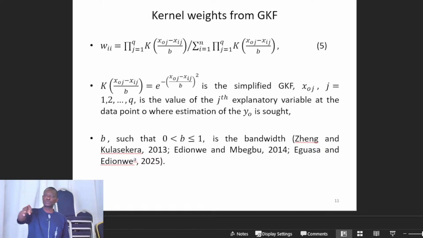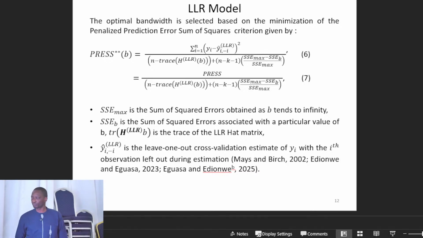Then this is where we derive the weights. If you look at it very well, you discover that it is a decreasing function. Okay, please next. Then to determine the optimal value of your B, you use this criterion. We call it the penalized PRESS criterion.